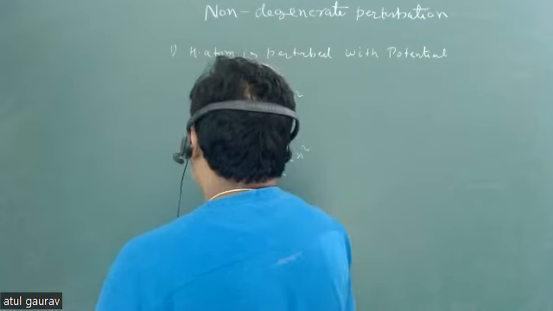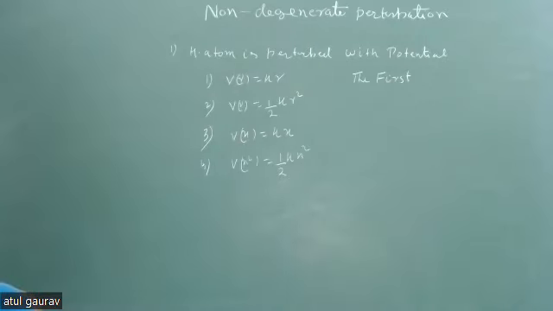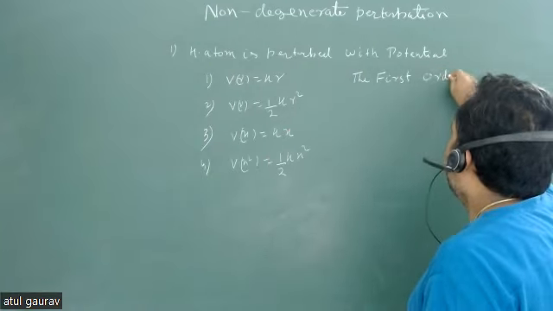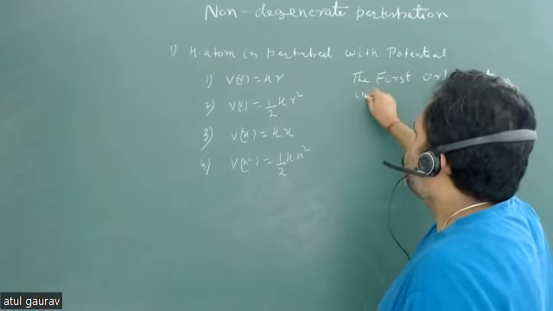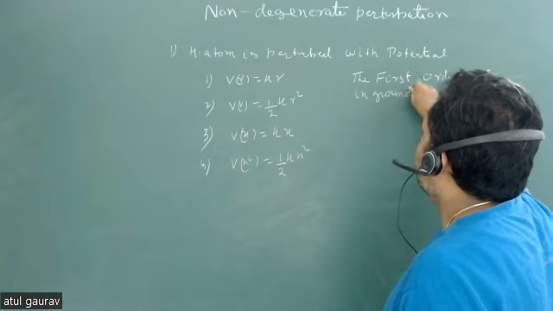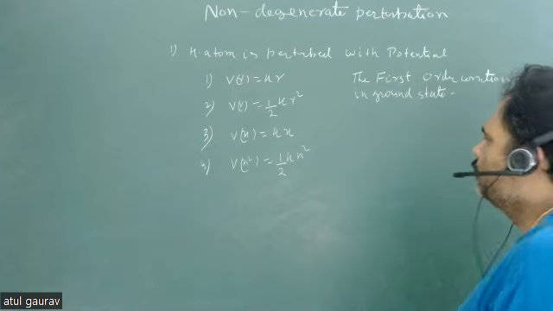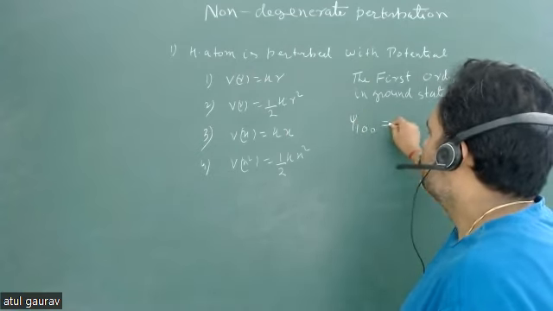And we have to calculate the first order correction in the ground state. So we have to calculate all of these. So obviously, what is my ground state for a hydrogen atom? Psi 100. So this is the ground state for the hydrogen atom.